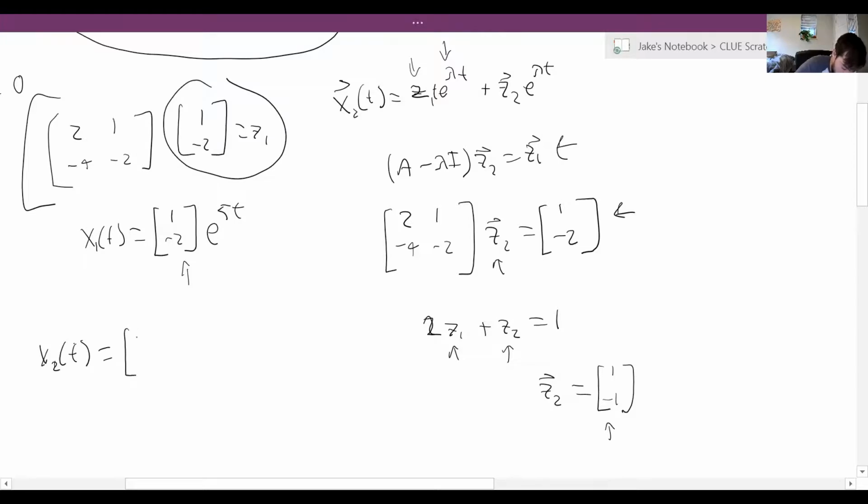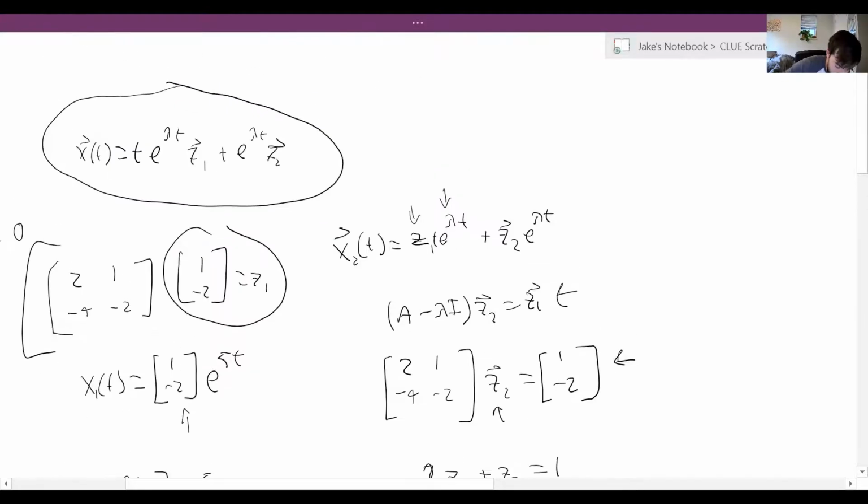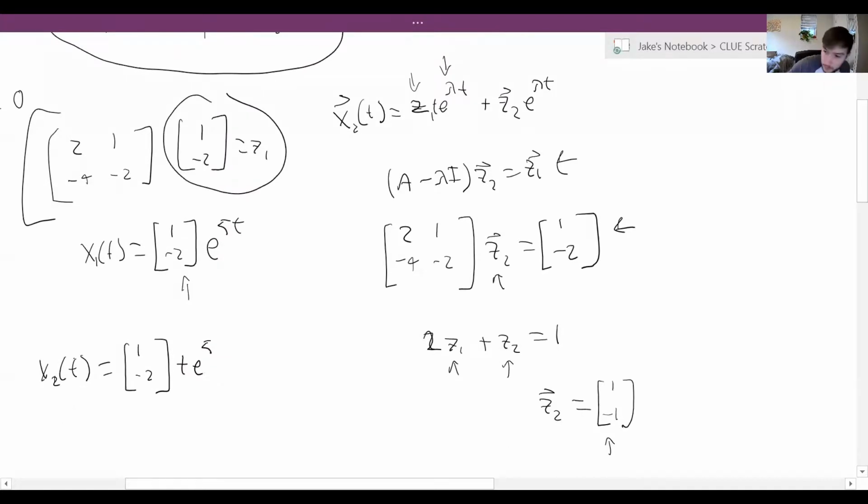So 1, negative 2, sorry. And then t, e to the 5. That was our eigenvalue, right? I'm not going crazy. Yeah. e to the 5t plus, now we've got our new vector in place, so we've got 1, negative 1, e to the 5t again.